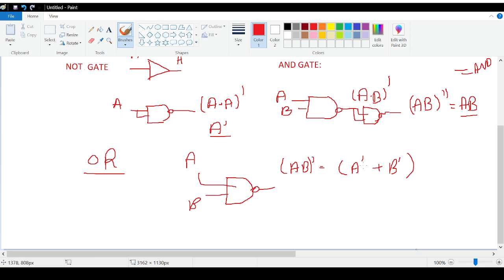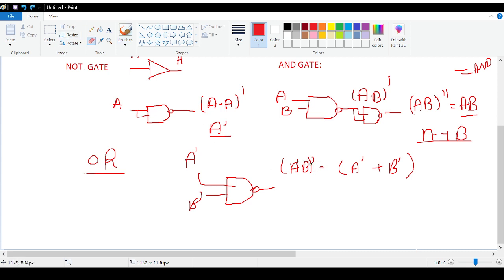Yes, miss. Okay, but I don't want A bar plus B bar. I want A plus B, right? For OR, yeah, I want the output to be A plus B. So if I want A plus B, if I pass A bar and B bar, then what will I get?